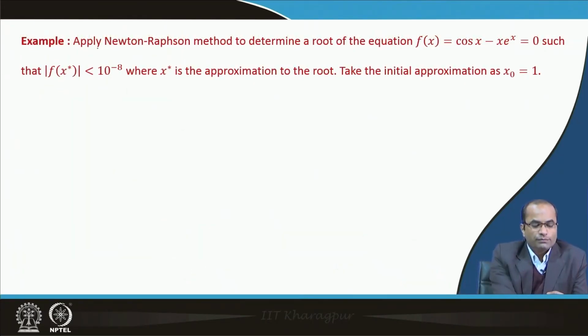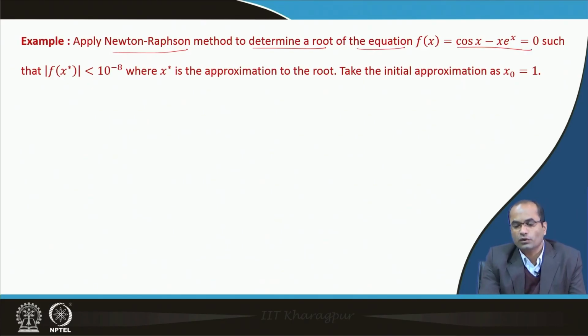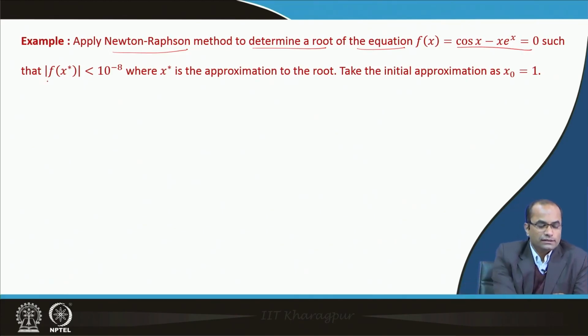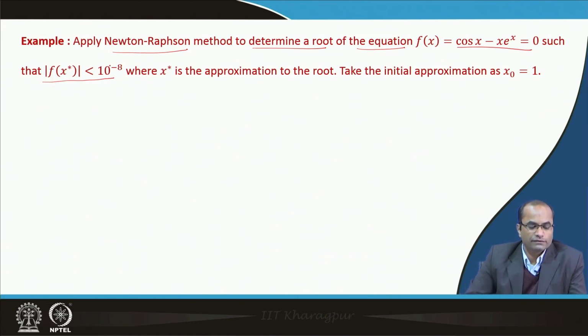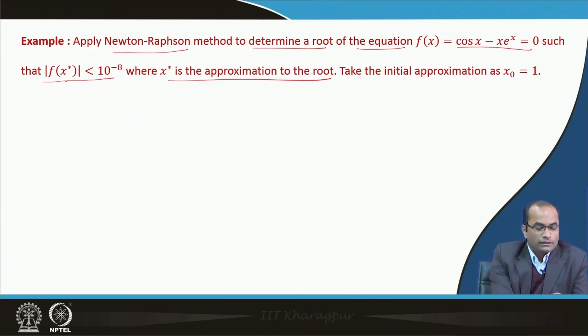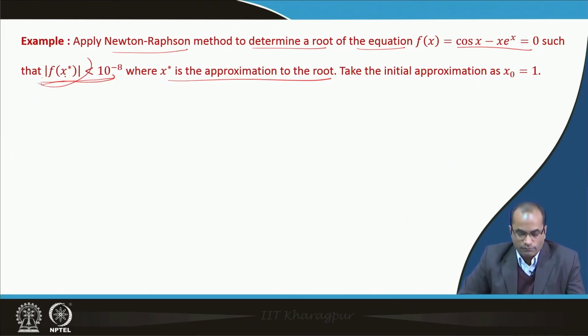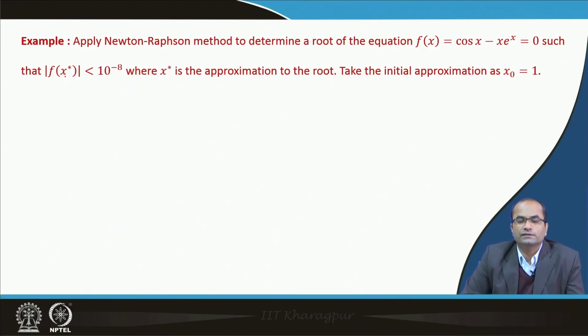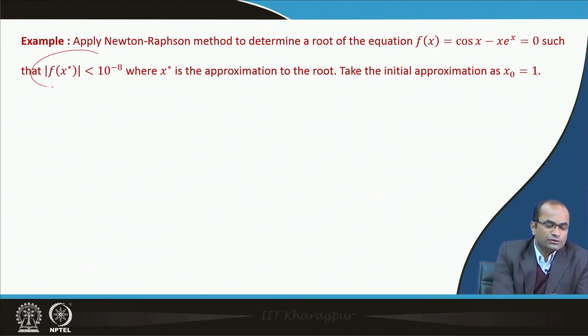Another example: apply the Newton-Raphson method to determine a root of the equation cos x minus x e power x equal to 0, such that the absolute value of f x star is less than or equal to 10 raised to the power minus 8, where x star is the approximation of the root. So we will stop the iterations when the absolute value of f x star is less than 10 power minus 8. We do not know exactly how many iterations we have to do, but this is the stopping criterion.